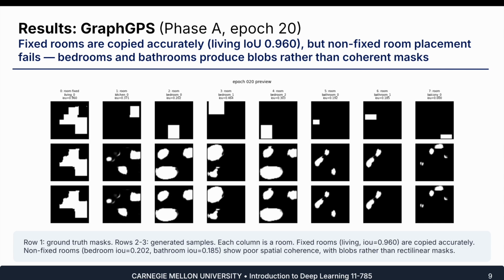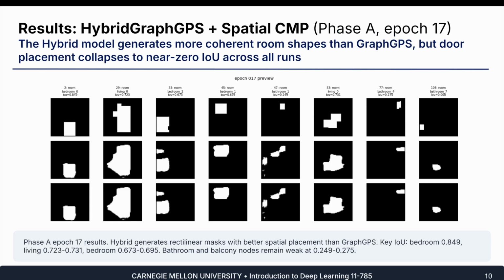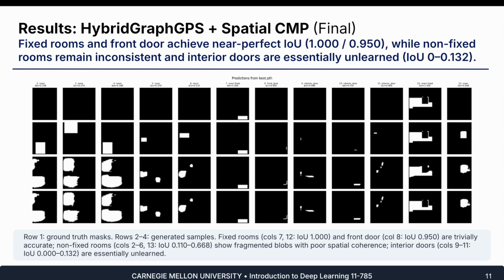For Graph GPS, we see that fixed rooms are generated accurately. However, non-fixed rooms fail. They appear as blobs rather than structured shapes. This suggests that global attention alone is not enough to capture spatial structure. The hybrid model improves spatial structure. Rooms become more rectilinear and realistic, but we see a new issue. Door placement collapses with near zero IOU, so adding local structure helps, but introduces new challenges. In the final hybrid model, fixed rooms and front doors are nearly perfect, but non-fixed rooms are still inconsistent, and interior doors are essentially not learned, so the model still struggles with full layout completion.